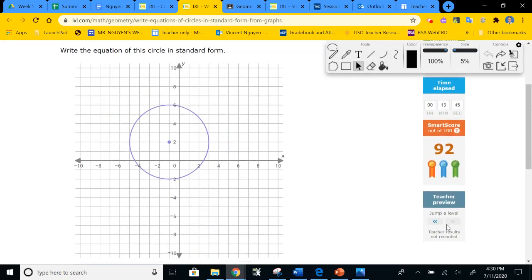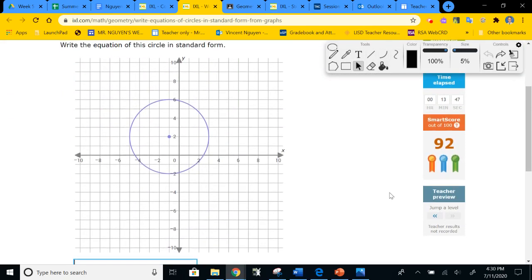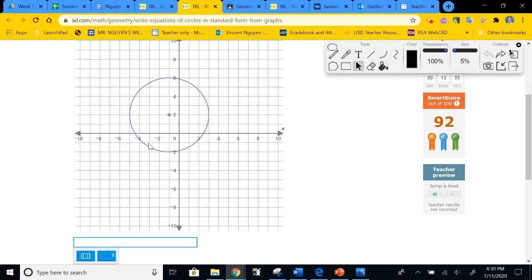Okay, skip, skip, skip. Oh, I can't skip. So I'm gonna do a couple more. I'm not gonna take you all the way to 100 because this is pretty easy. So I'm just gonna do maybe two more. Okay, the center here is at -1 and 2, and then the radius looks like 1, 2, 3, 4. So the radius is 4.